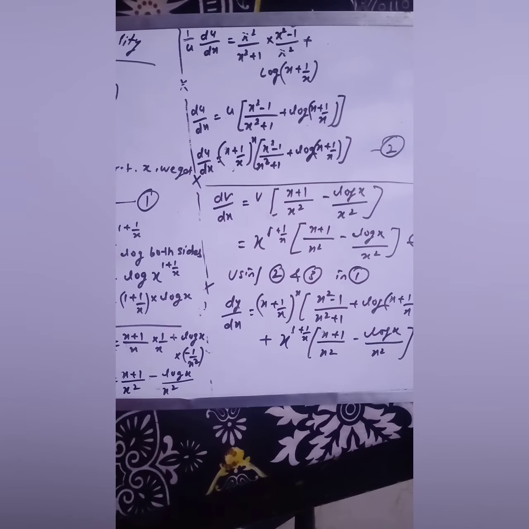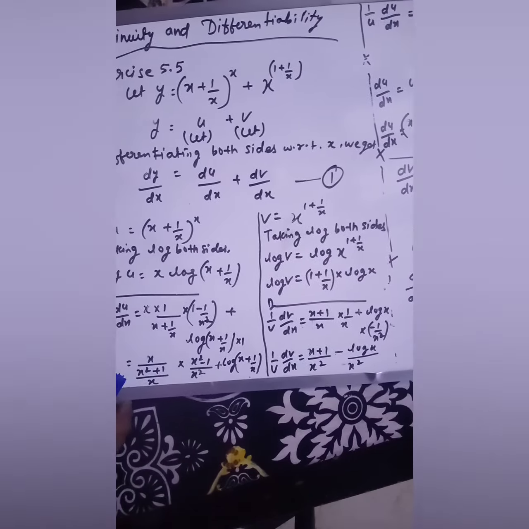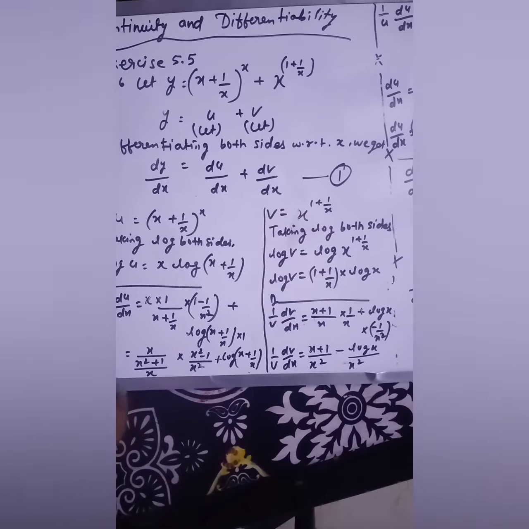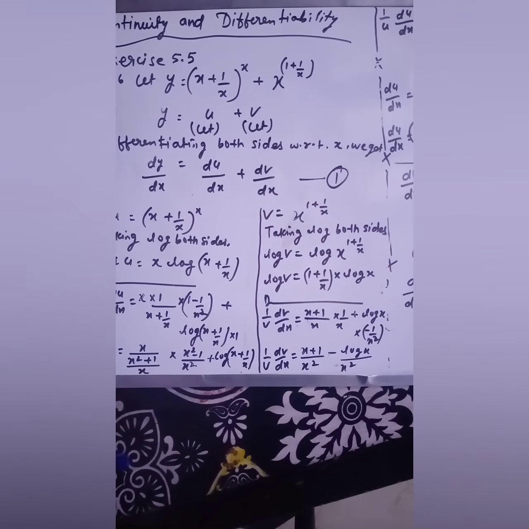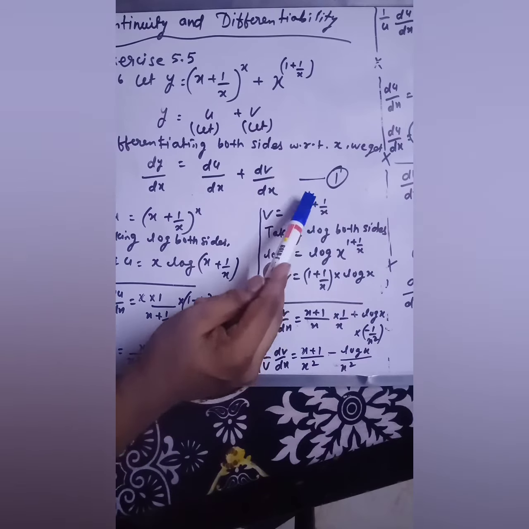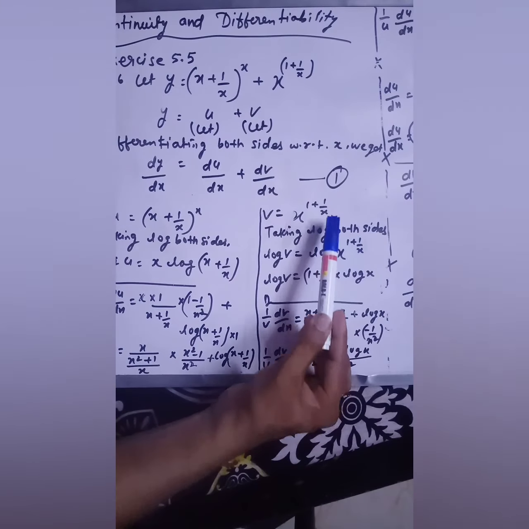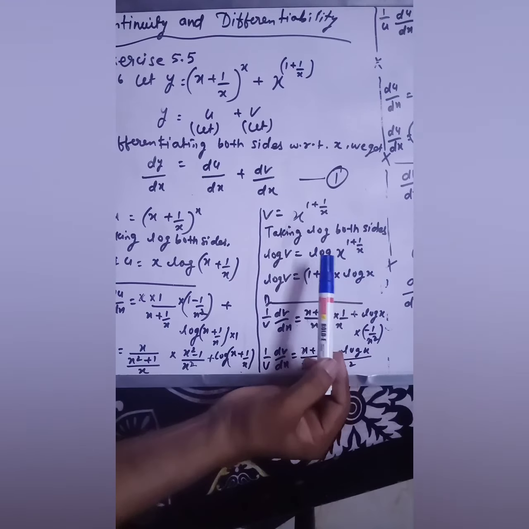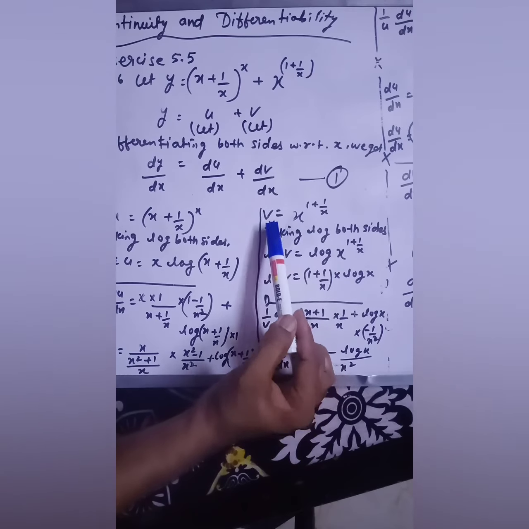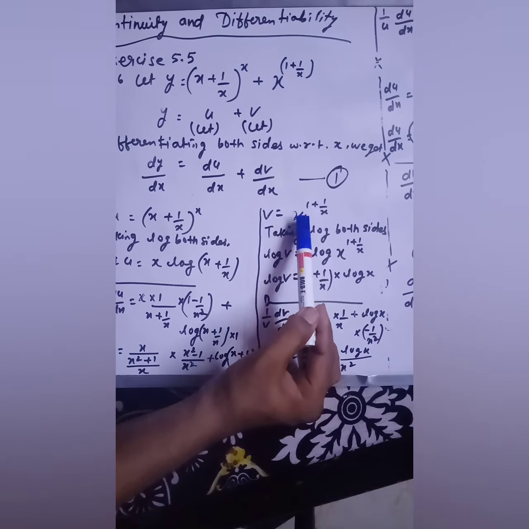Now we have to differentiate v. Here it is. This v is equal to x plus x raised to the power 1 plus 1 by x. So here you have to take log on both sides. So log v is equal to log of x raised to the power 1 plus 1 by x.